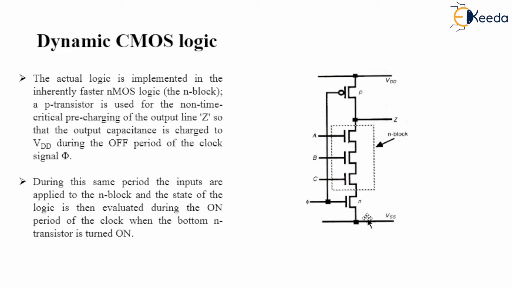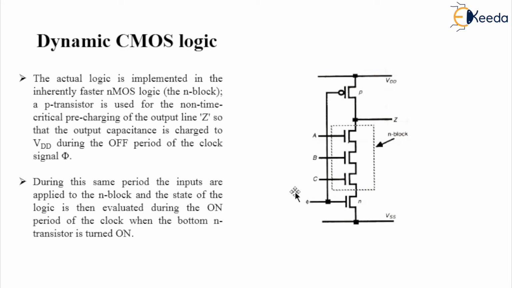So the actual logic is implemented in inherently faster NMOS logic. This is inherently NMOS logic, nothing but the N block. A P transistor is used for non-time critical precharging of the output line Z. So it is used for precharging the output line Z, so that the output capacitance is charged to VDD when the clock pulse is at the off period.